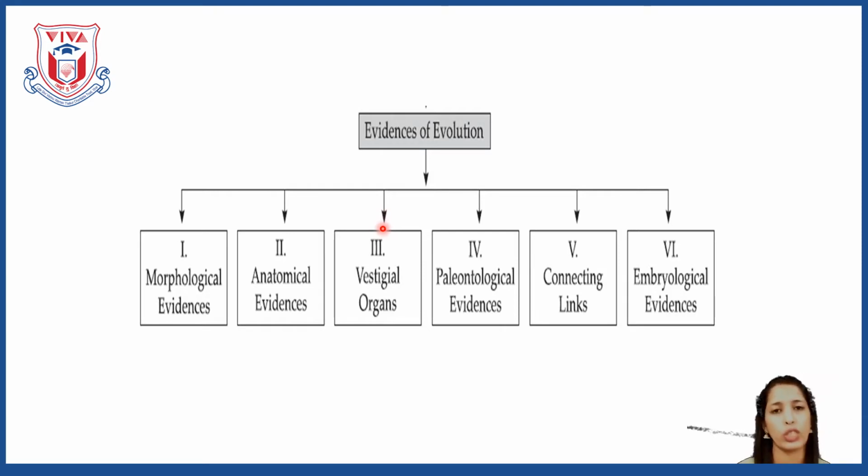So we are going to study the 6 evidences of evolution. Again, a very important topic. These 6 evidences of evolution are morphological evidence, anatomical evidence, vestigial organs, paleontological evidence, connecting link, and embryological evidence. These 6 evidences prove that there is an evolution. Okay, so we'll study one by one.